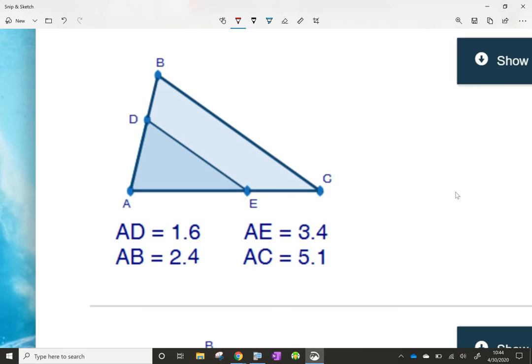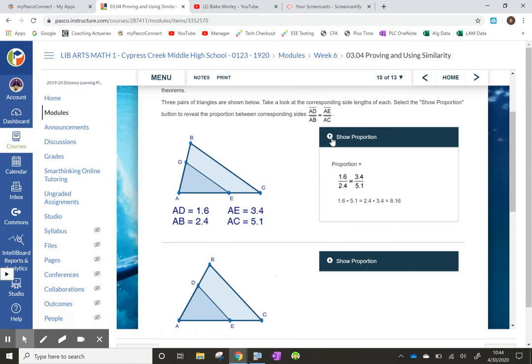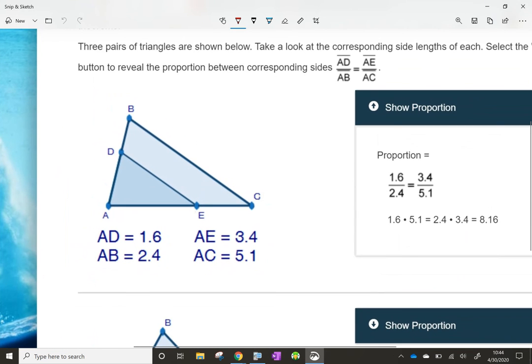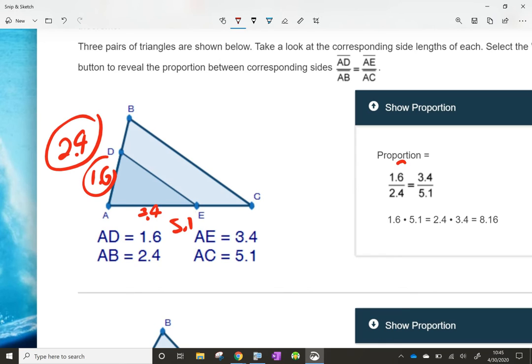So on this page, it's showing you the proportions. It's taking the proportions and lining them up. And then it's showing you that if you cross multiply them, you get the same value. So for this problem, let's do this one real quick. 1.6 is AD and 2.4 is AB. So 2.4 is the whole thing. AE is 3.4 and AC is 5.1. So it's saying, 1.6 is to 2.4 as 3.4 is to 5.1, right?